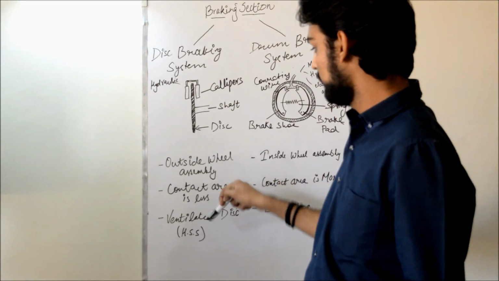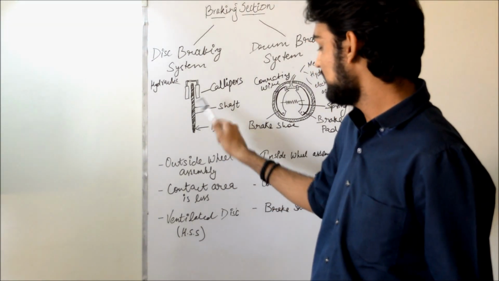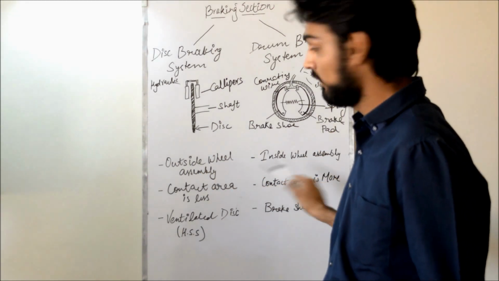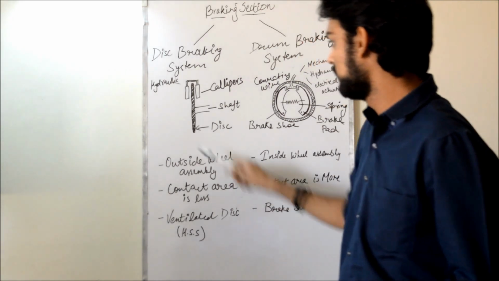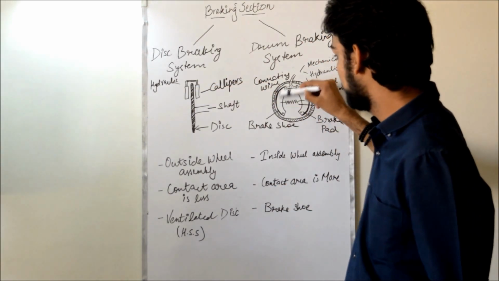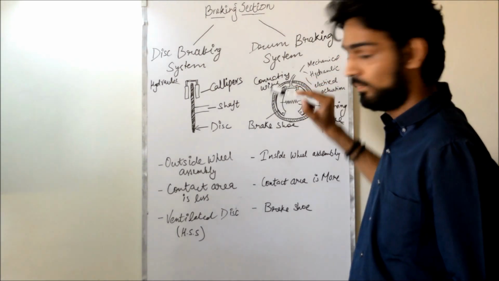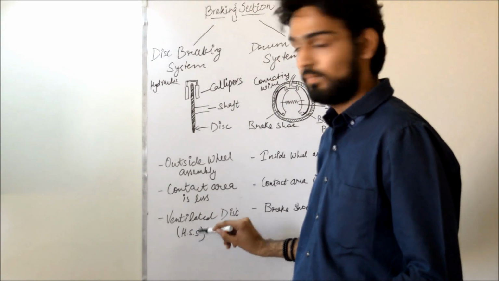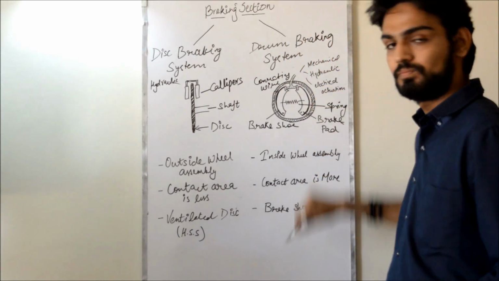Now few of these important differences are here. This is outside wheel assembly, while drum braking system is inside wheel assembly. And the disc braking system, here contact area of these calipers on the disc is less, and this brake shoe contact area is more. Now this uses ventilated disc, which is high speed steel, and in this brake shoe.